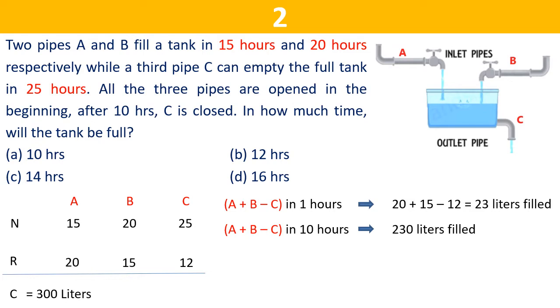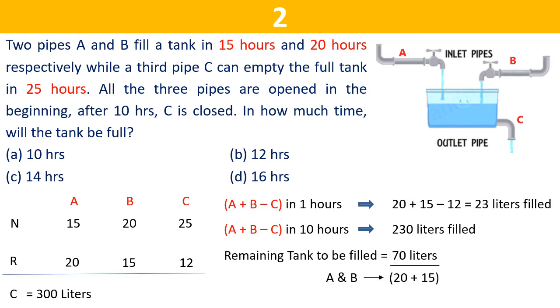After that, pipe C is closed. Now out of 300 liters, 230 liters is already filled in the tank. How much is remaining to be filled? It is 70 liters. Who is filling this remaining tank now? Obviously pipe A and pipe B. And their rate is 20 and 15 respectively. So to fill 70 liters, they require further 2 hours.